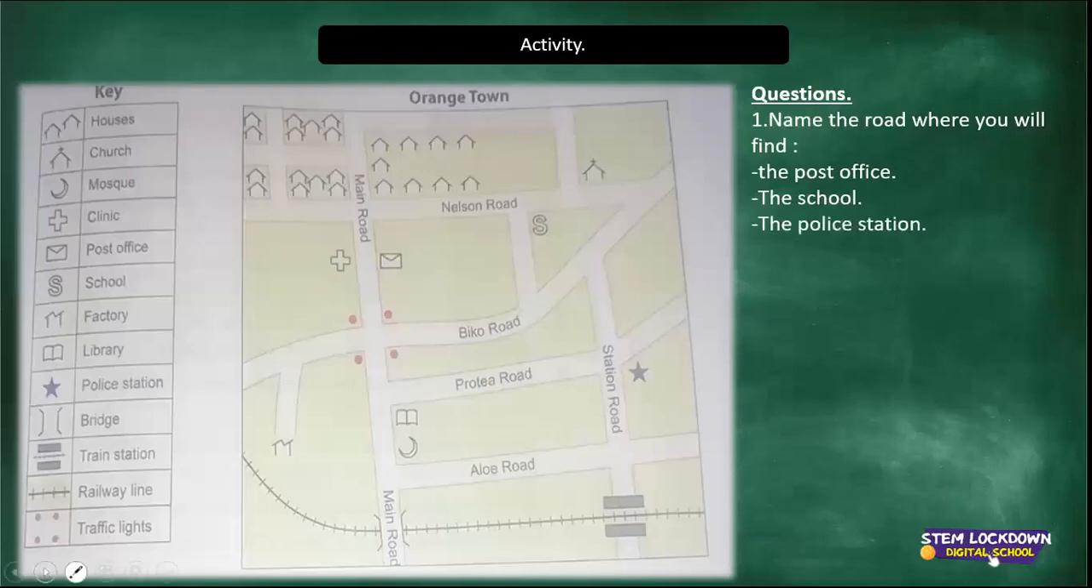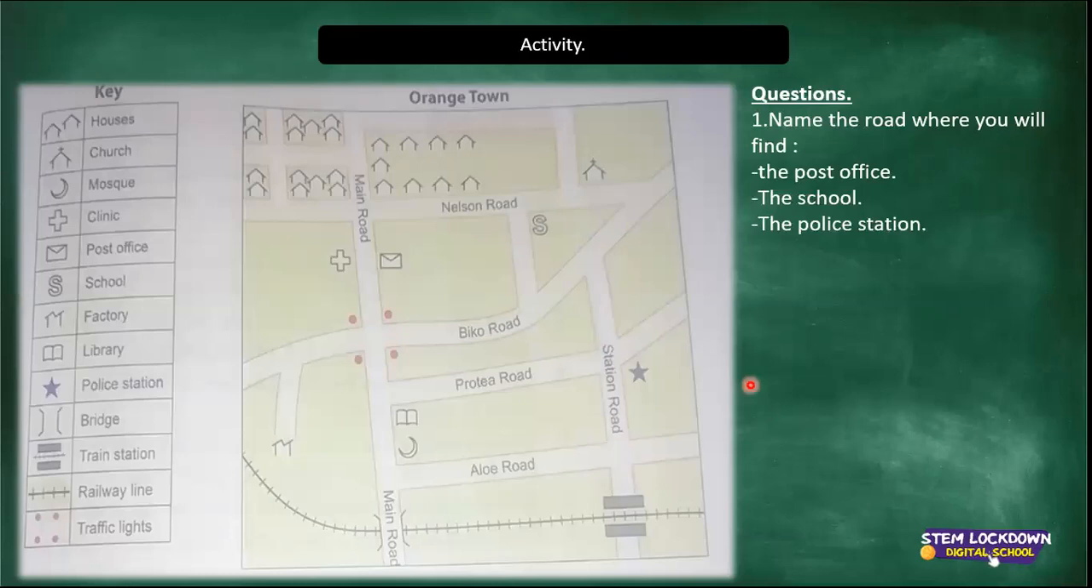Where do we find the police station? The road where we find the police station. We have Bramley. Ma'am? Yes. Where do we find the police station? On the station road. Correct. Thank you very much.